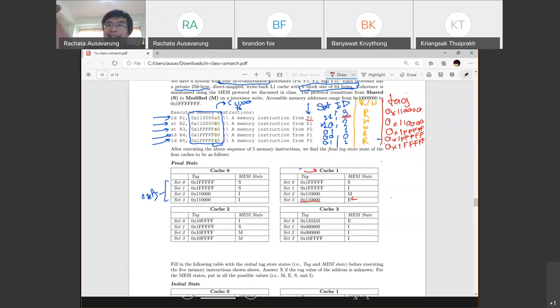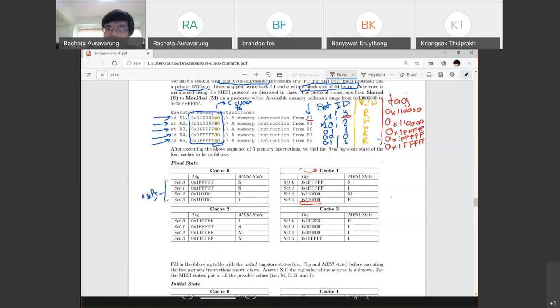What does it mean for my cache line to be in the exclusive state? What does exclusive mean? Yes, it doesn't have to worry about everyone else. You have the only copy of that cache block. How do you identify the cache block? You look at the tag, right? If they match, you're supposed to have the only copy.